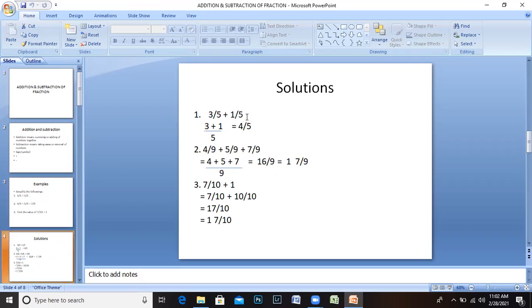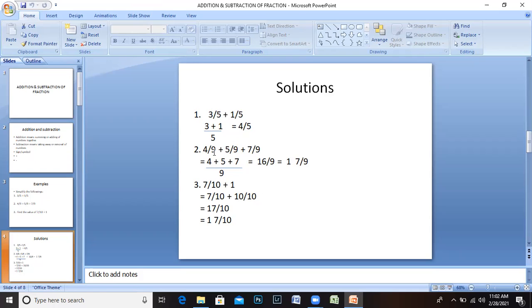Solution to number 1: 3 over 5 plus 1 over 5. I just pick one of the denominators; the two denominators are 5 and 5, so I just pick one. Draw my division line and bring the numerators together: 3 plus 1, and 3 plus 1 is just 4 over 5. That is the final answer, and it is a proper fraction.